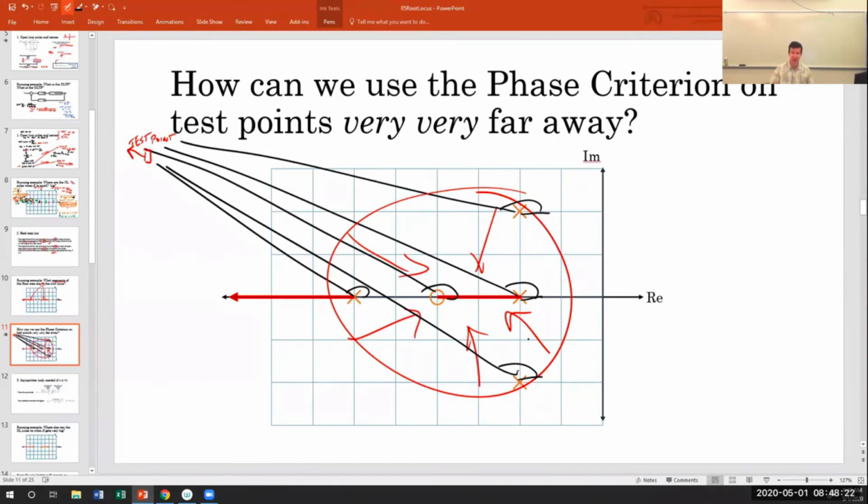So it now matters how many there are, because these phases, theta far, will approach theta far, theta far, theta far, theta far.